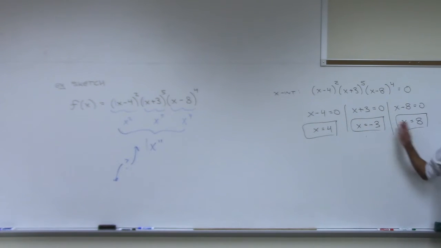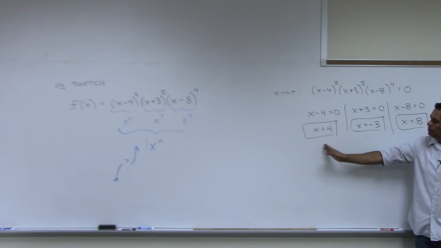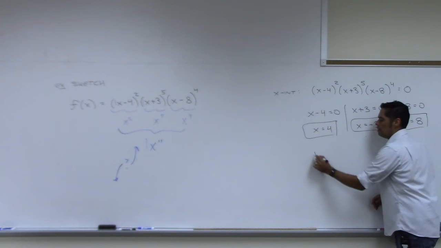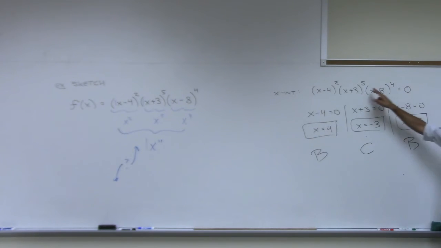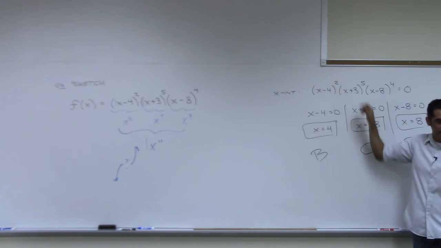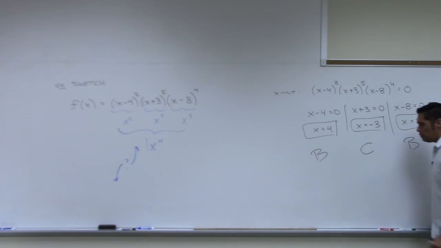All right, bounce or cross here? Bounce. Bounce or cross here? Cross. Bounce or cross here? Bounce. I'm looking at 4, 5, and 2. That's what's determining those, right? And I'm ready to draw it.